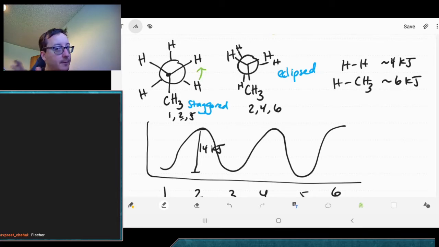So propane, much the same story. We just have a slightly bigger energy gap here, but still we're going to have two basic sets. We have 3 staggered conformations and 3 eclipsed conformations as this thing is rotating around. So 1, 3, and 5 will all be the same as each other. 2, 4, and 6 will all be the same as each other as things are rotating.